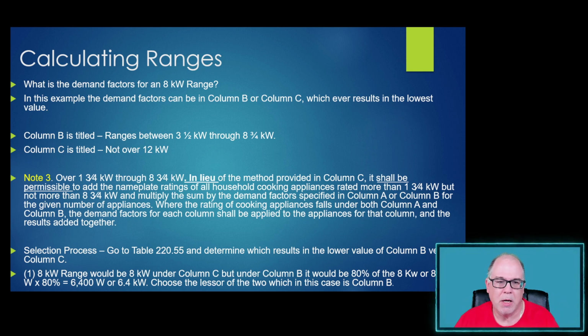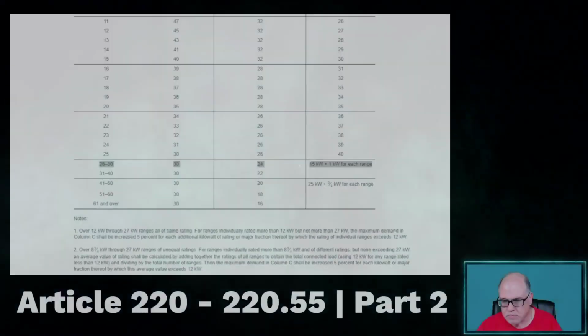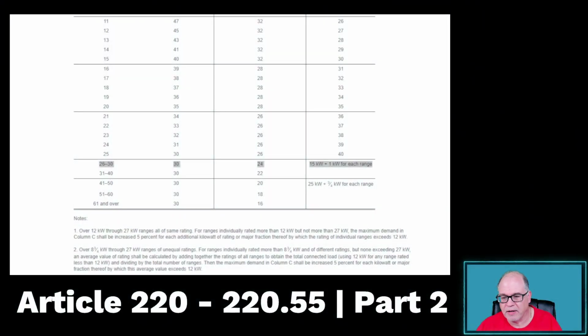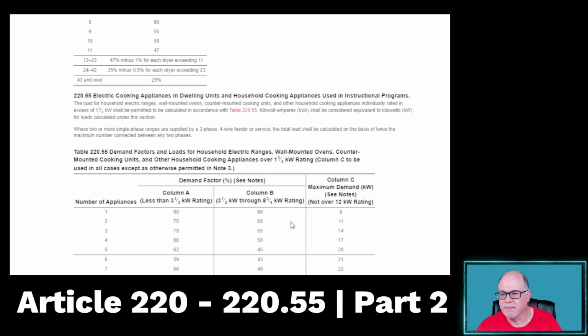So let's work it. All right, so in this case here, we're going to go to Table 220.55 and determine which results in the lower value, column C versus column B. Now, one 8 kW range would be 8 kW under column C. Okay, and we can go look at that in the code. Let's go to the code real quick and see what it says. So right here, obviously one appliance is 8 kW. Obviously it's not more than 12. So we're good to go.